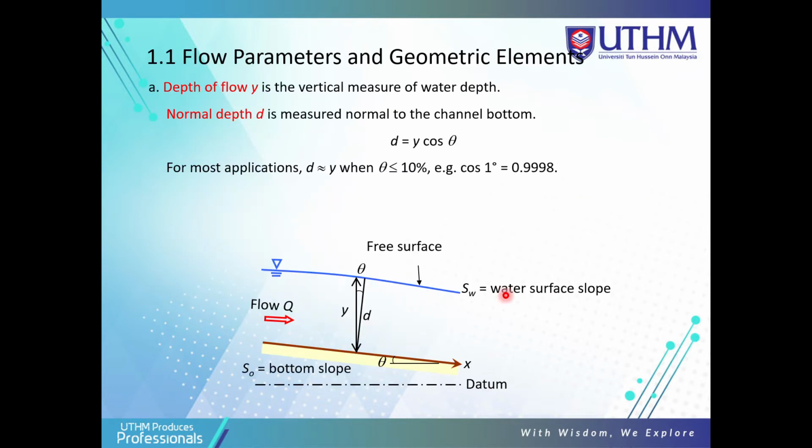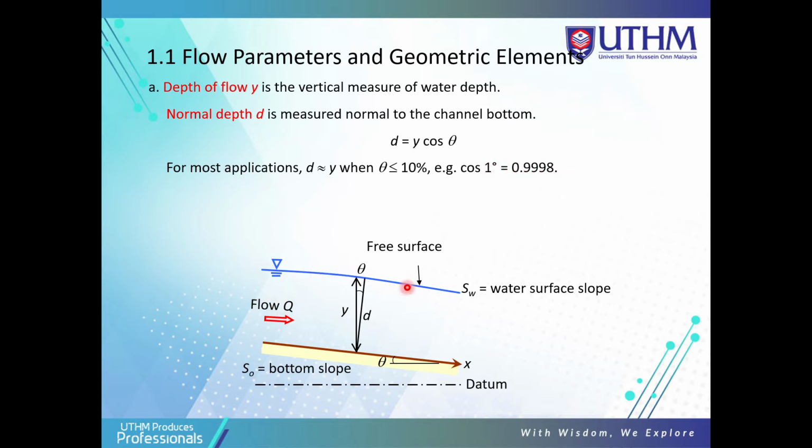Now the flow parameters and geometrical elements. We must know that the depth of flow Y is the vertical measure of water depth. Normal depth D is measured normal to the channel bottom. For most applications, D is equal to Y when the channel slope angle is small, less than 10 degrees. For example, cos 1 degree is equal to 0.9998.